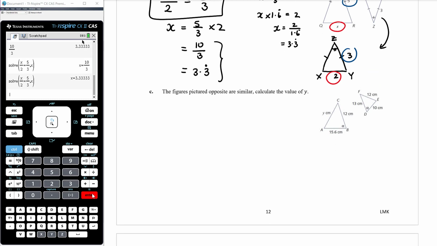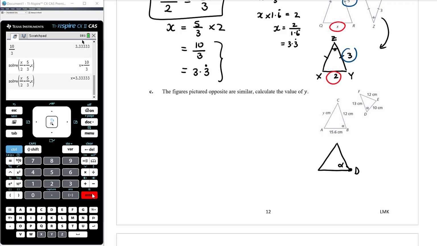Okay, part C, the figures pictured opposite are similar. Calculate the value of y. So again, the first thing I want to do is reorient them to make sure they're in the same order. The biggest thing for me that's helping me orient it is to line up the alpha with the alpha. It doesn't need to be perfect. So let's say that's got to be alpha down there, so that has to be D. That tells me that has to be D.